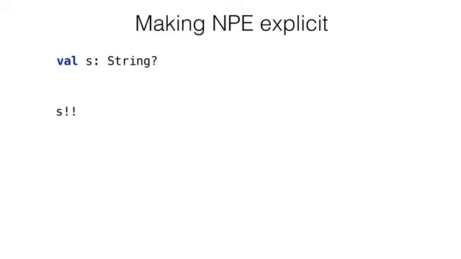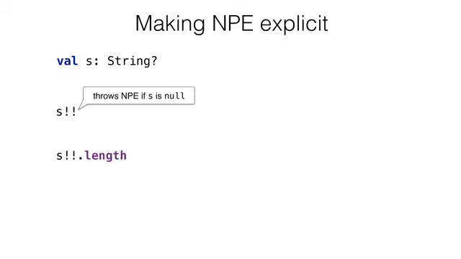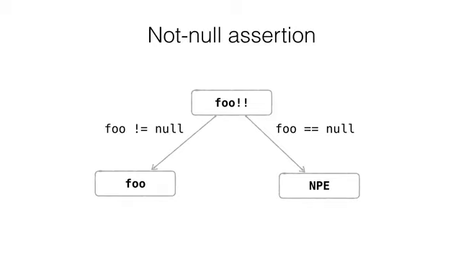If you want, you can throw a null pointer exception. For this, you use the two exclamation mark operator, and it throws a null pointer exception if its operand is null. Afterwards, you can dereference it safely. So again, it throws a null pointer exception if the operand is null, or just returns the operand if it's not null.